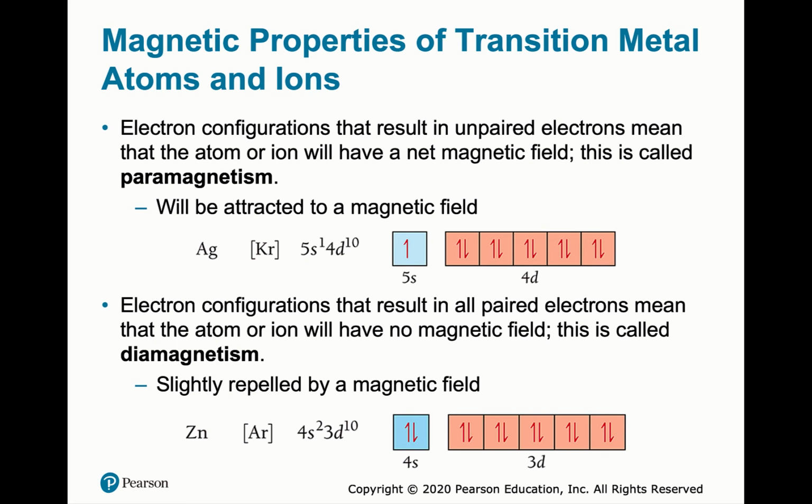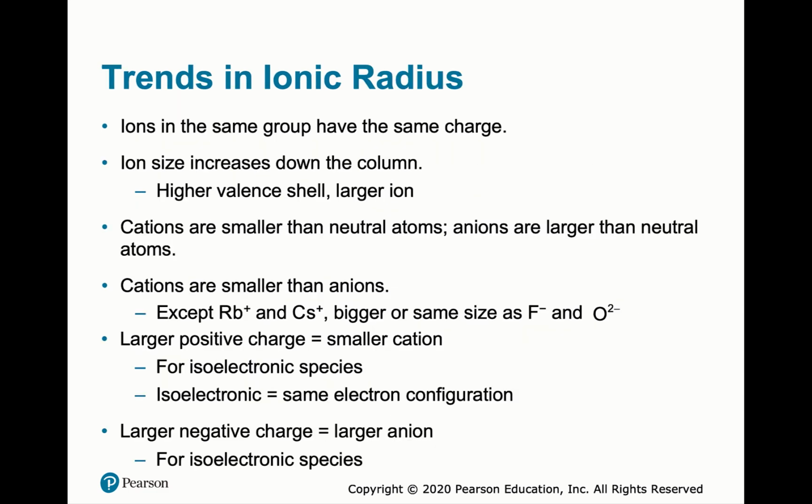And that means that silver will be attracted by a magnetic field, but zinc, on the other hand, will not. It will be slightly repelled by a magnetic field. So that's the difference between paramagnetic and diamagnetic as the magnetic properties of the atoms. We're not going to talk about ferromagnetism, so you can talk about that in future classes.